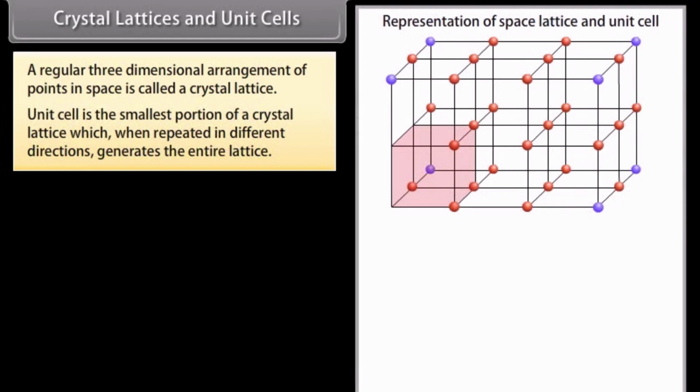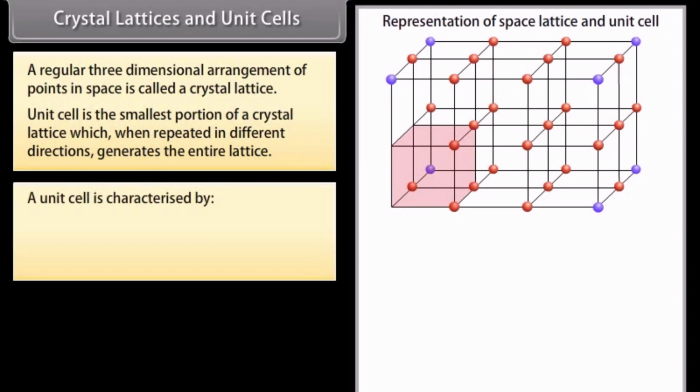Crystal lattices and unit cells. A regular 3-dimensional arrangement of points in space is called a crystal lattice. Unit cell is the smallest portion of a crystal lattice which, when repeated in different directions, generates the entire lattice.